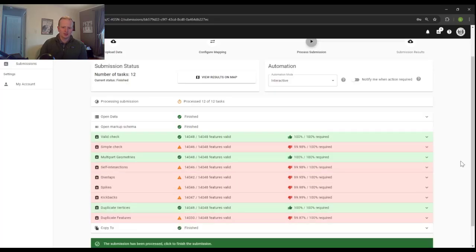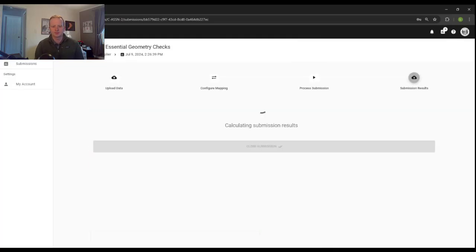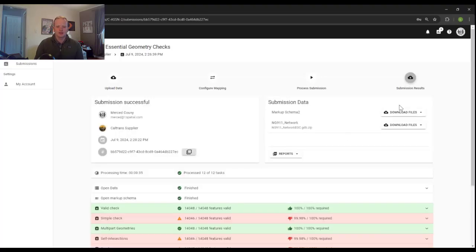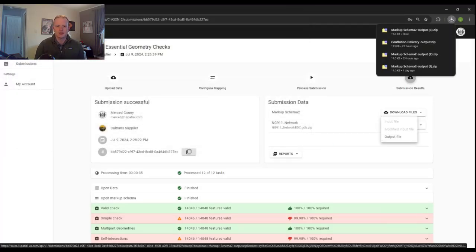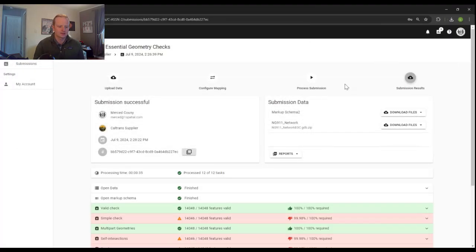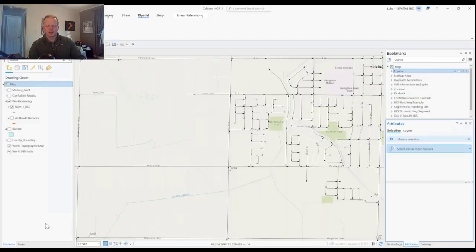But then we also are copying out our results. So if I go to the next screen after we finish our submission, we'll be able to download this markup schema. That is something we can bring right into ArcGIS Pro and see where those actual issues are. That lets you really pinpoint those issues and find those problems and fix them. So before I ran this live, I did bring our markup points into our map here.